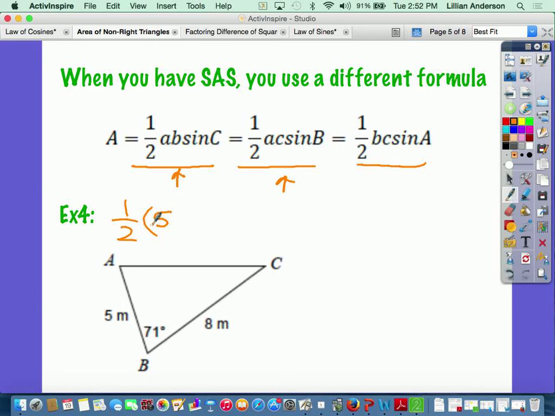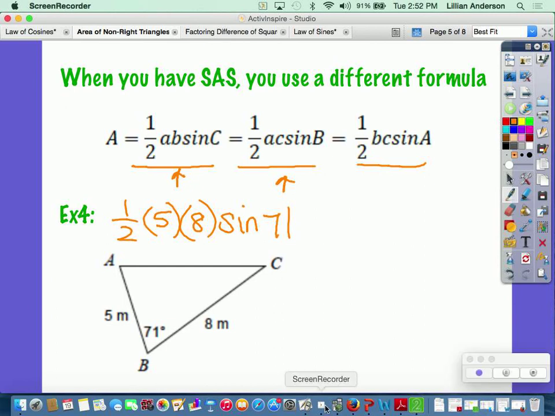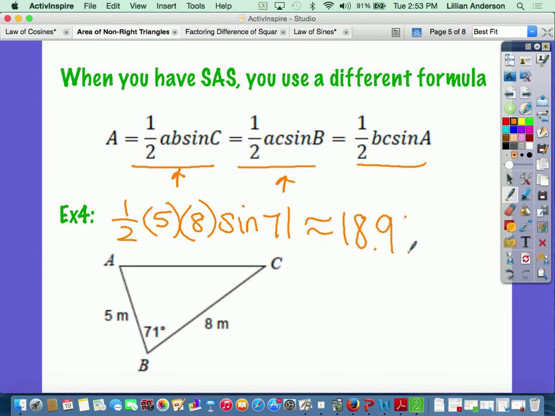A and C, which are 5 and 8. And then we take the sine of our angle, which is 71, and we type it into our calculator. And we get our area, about 18.91 meters squared. And that's it. Just that simple. Units are always squared. It's always squared units.